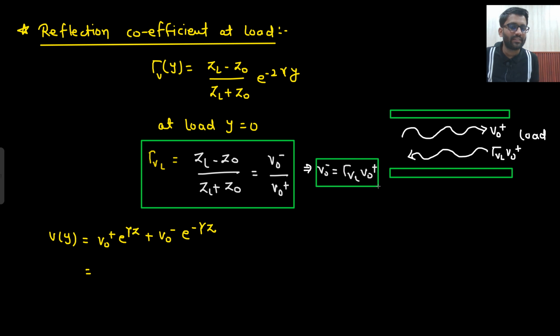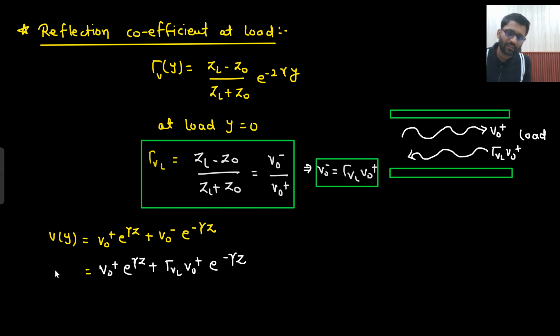So I know that my incident wave will have the amplitude of V naught plus and reflected wave will have the amplitude of V naught minus. But that is equals to gamma VL V naught plus. So simply what I can do, plus gamma VL V naught plus e to the power minus gamma Z. That's it. Okay. Now this gamma VL can be a complex quantity. Why is that so? Because ZL can be complex. Z naught can also be complex. Everything can be complex. So it can be a complex or real quantity depending on the value of ZL and Z naught. So here some angle may come up.